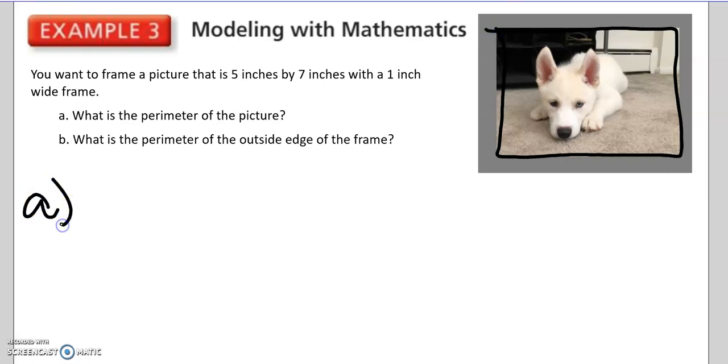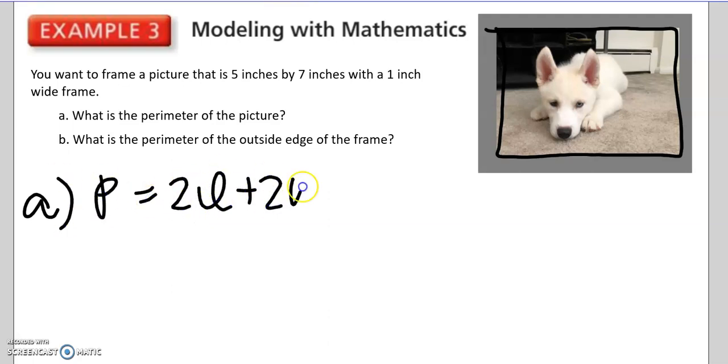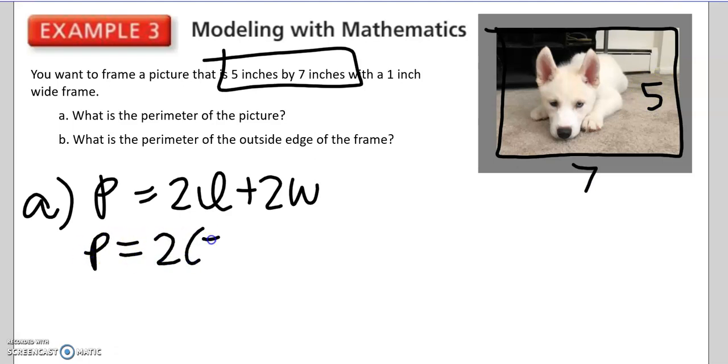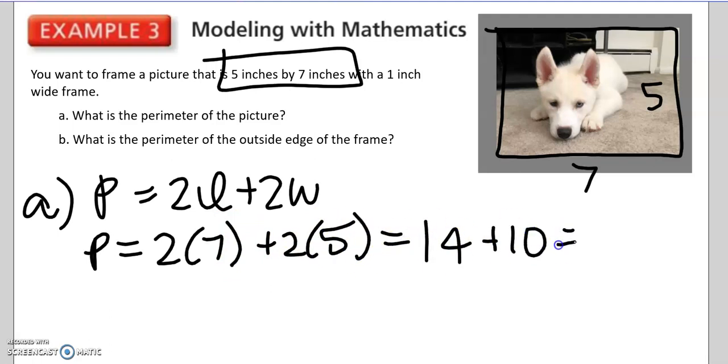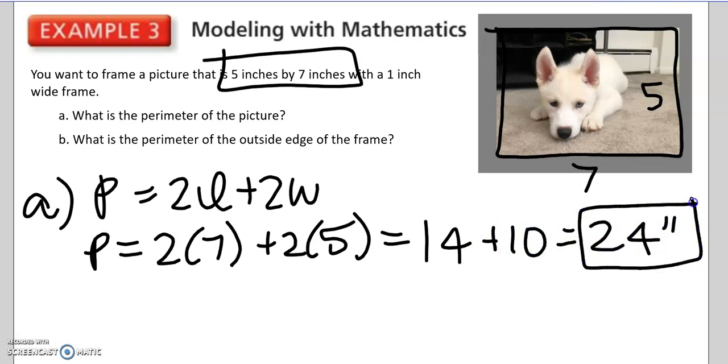So A, my perimeter of a rectangle we know is 2L plus 2W. Well, they told us my length is 7, my width is 5. So I'm going to go perimeter equals 2 times 7 plus 2 times my width, which is 5. 2 times 7, 14 plus 10. 24 inches is my perimeter of the picture itself, right?